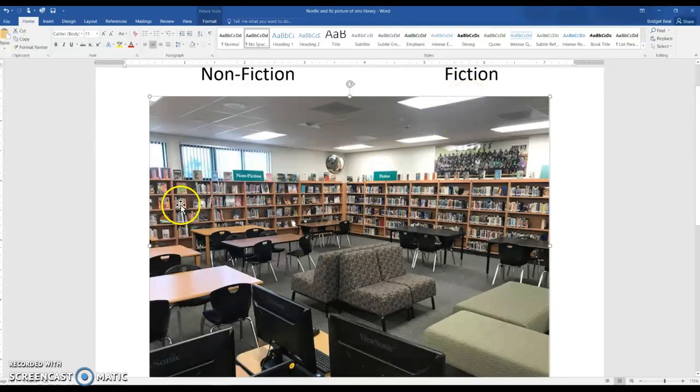Our nonfiction section is on this side. And you see nonfiction. And it goes all the way to this bookcase. Our fiction section is on this side, and it starts at this bookcase and goes this way.